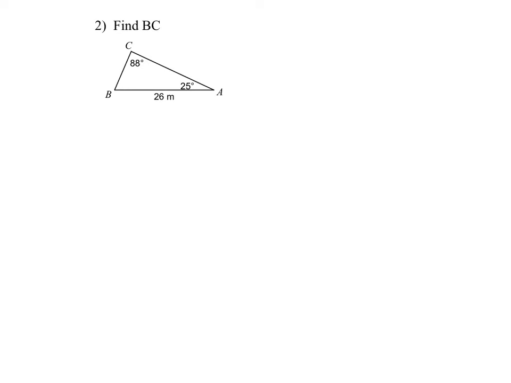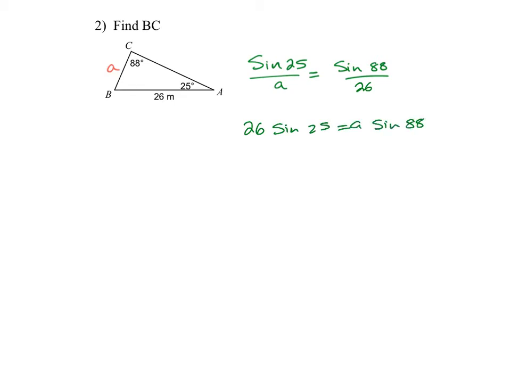Next one, again, BC, let's name it A. So again, I have sine of 25 divided by the opposite side equals sine of 88 divided by the opposite side, so 26. I'm going to cross multiply. 26 times sine of 25 equals A sine of 88. And now I'm just dividing by sine of 88 on both sides. So A equals 11.